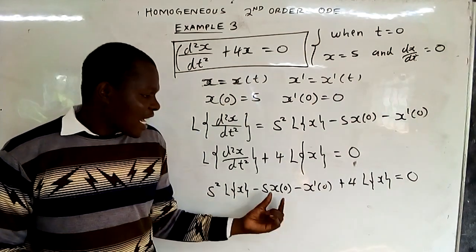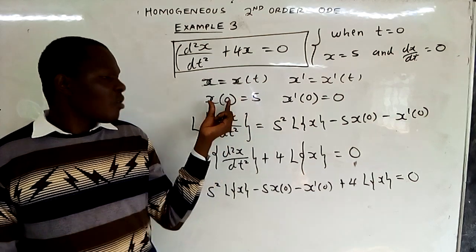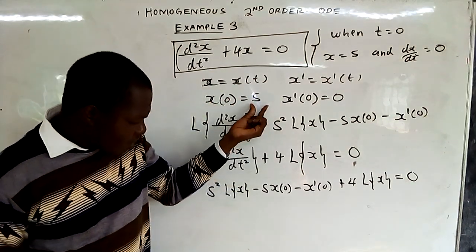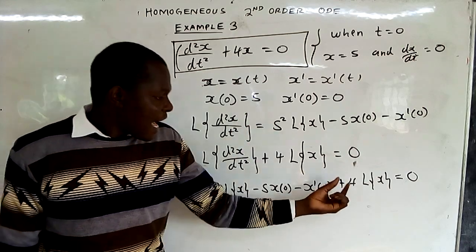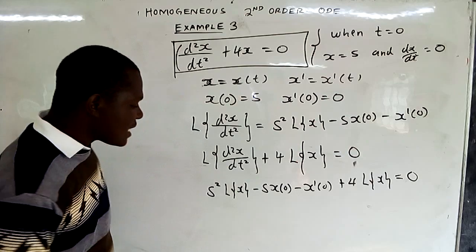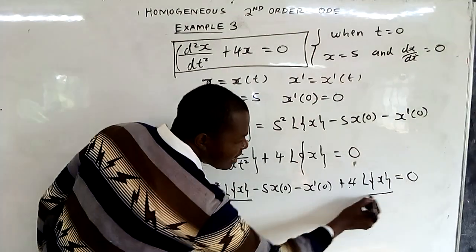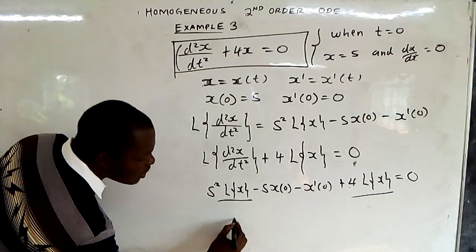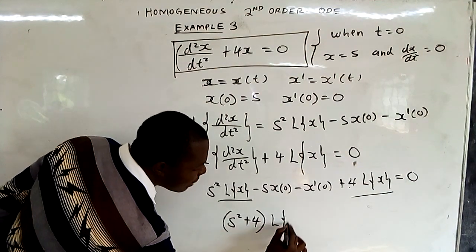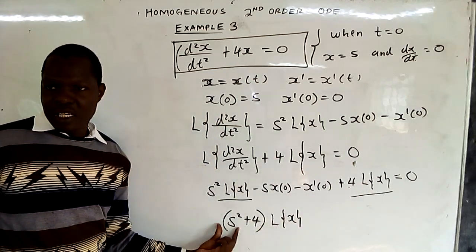So here you collect the like terms. Where you have x of 0, you put the value of x of 0, which is 5, and x prime of 0 is 0. So you are collecting the like terms: s squared Laplace transform of x and plus 4 Laplace transform of x will be what? It will be s squared plus 4 in bracket, Laplace transform of x. You've collected these like terms together.